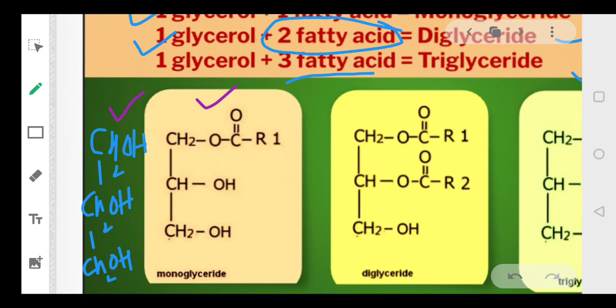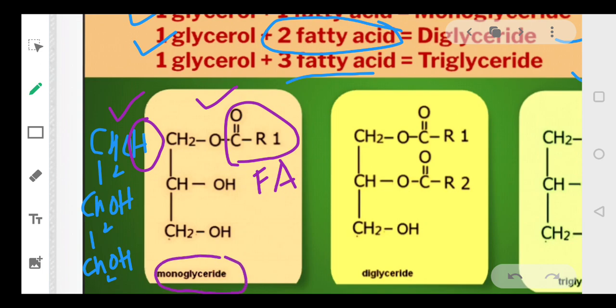So if you observe, you will find this H has been removed. ये H यहाँ से remove हो गया है. Yes or no? And it has been attached by a fatty acid. This is a fatty acid. So you have one fatty acid attached with your glycerol, and it forms a monoglyceride. Now just look at the second.